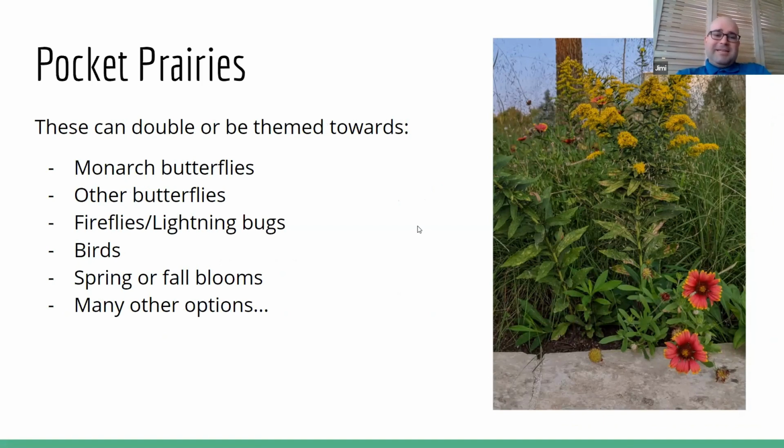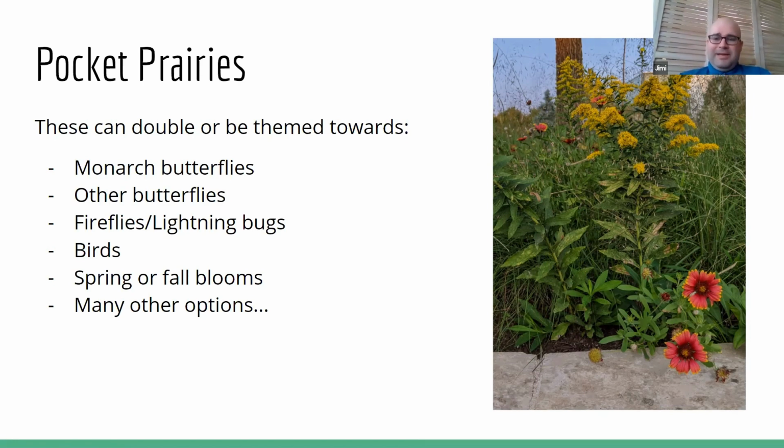So pocket prairies can be themed towards monarch butterflies or other butterflies, fireflies, lightning bugs, birds, spring or fall blooms, or many other options. Since you're going for a more aesthetic approach, and since the species lists of prairies are actually very, very high, you can focus that a little bit and go maybe not as high in species diversity as a true prairie would have, but something that's still going to be diverse, still ecologically useful, good for butterflies, good for birds, good for other invertebrates and insects. And then at the same time, just have something that looks great.